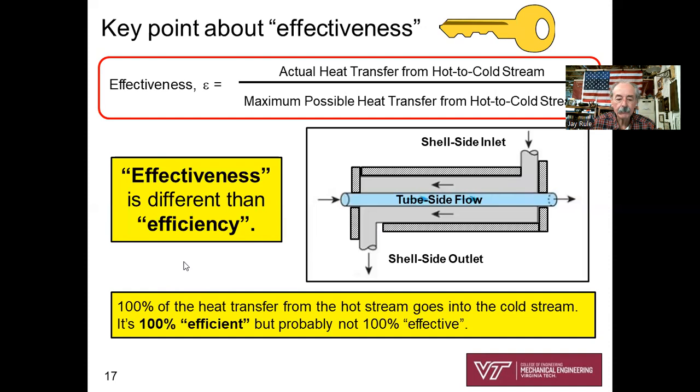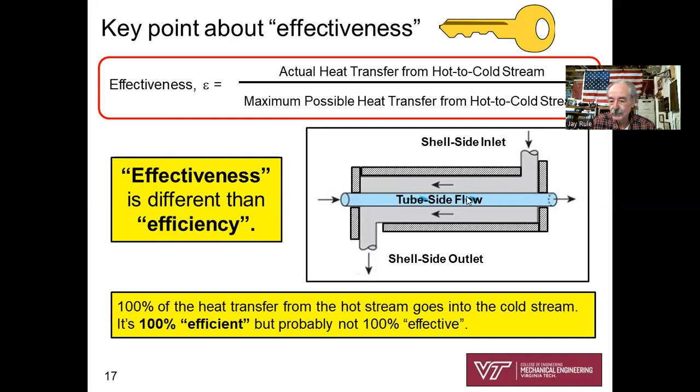Okay. So there's a key point about effectiveness. Again, I'm going to repeat the definition. Actual heat transfer, we can usually calculate that, divided by the maximum possible heat transfer. All right, that's going to be a little tougher to decide. I do want you to realize, though, that this definition of effectiveness is different than efficiency.